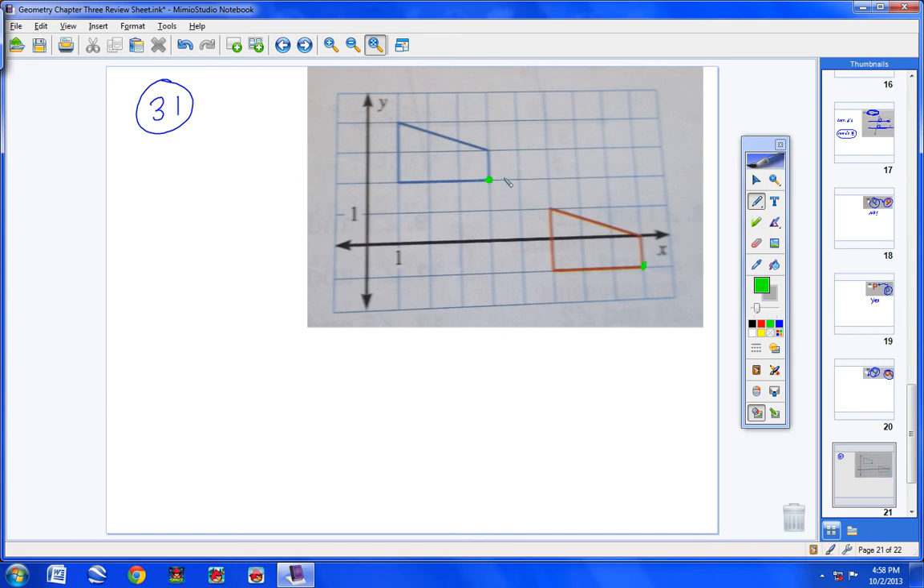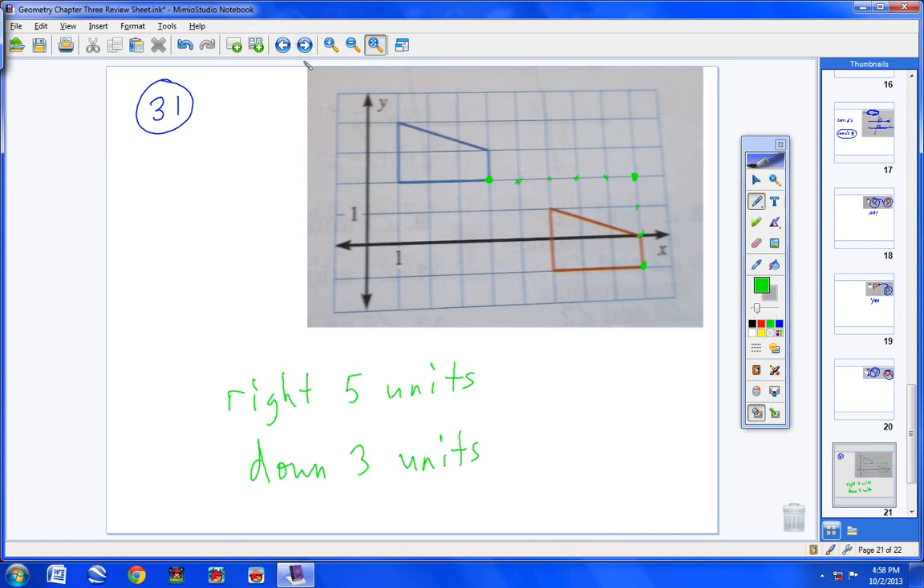Now, let's go ahead and describe the translation. First of all, we went to the right. 1, 2, 3, 4, 5. So, right 5 units. And then we went down. We start here. Don't count where you started. We go down. 1, 2, 3. So we went down 3 units. Okay? So you describe the translation using words.